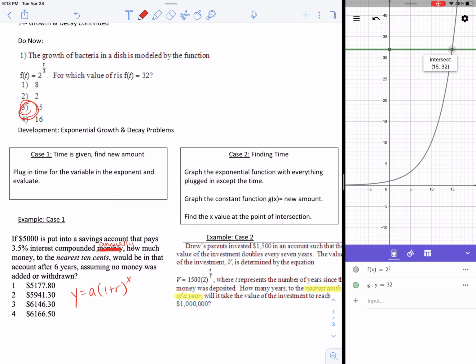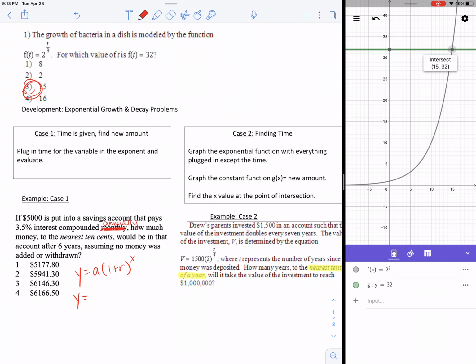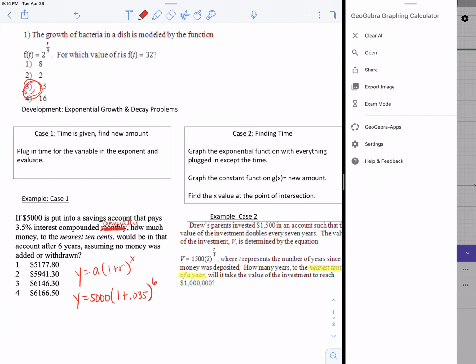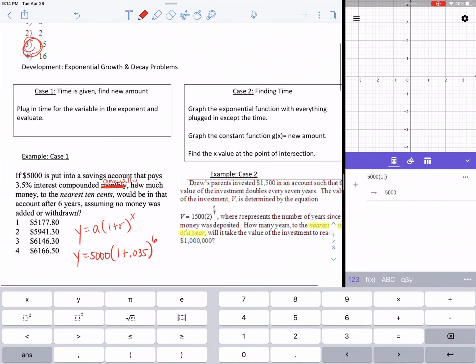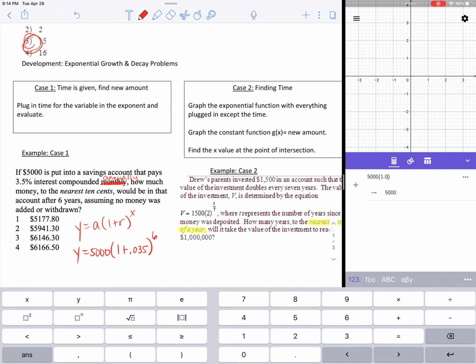So I'm going to put y equals a times 1 plus r to the x power. We'll look at monthly tomorrow. So I'm putting 5,000 as the starting amount, times 1 plus 0.035, to the 6th power, because that's the time that goes in for the exponent. So I'm going to put in 5,000 times 1.035. Now be careful today when you're making the percents into decimals. You guys had trouble with that yesterday.